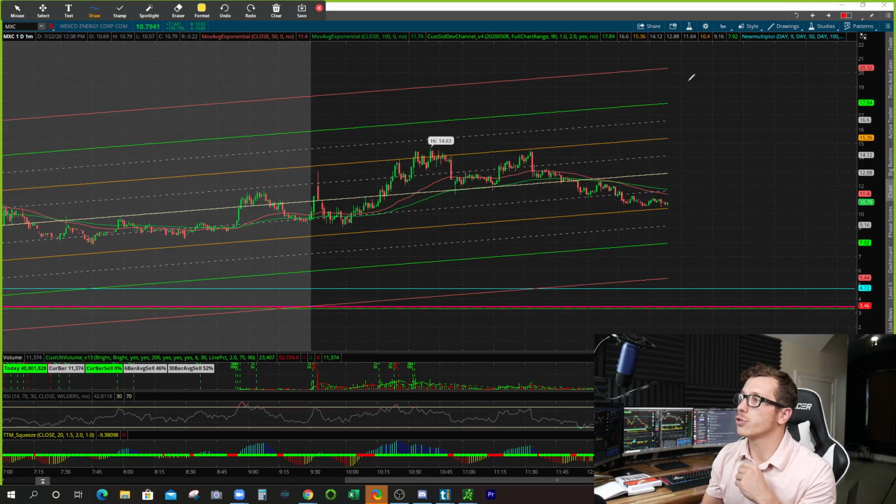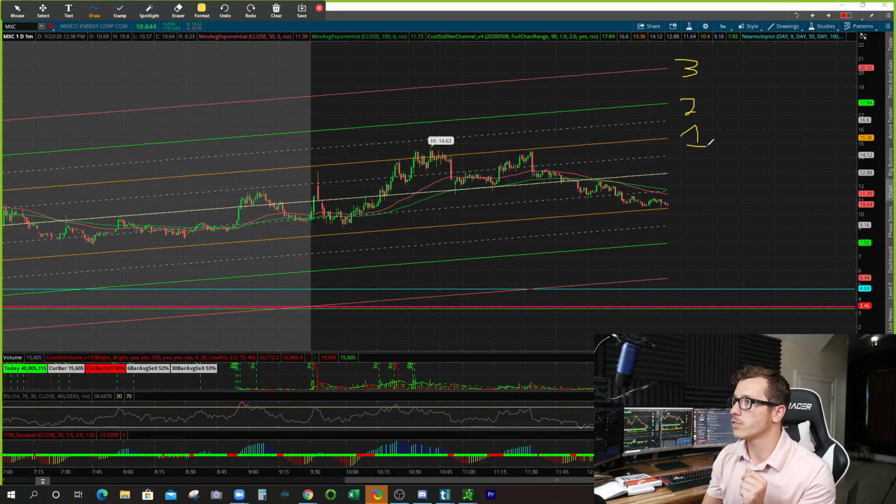So what I need to first show you is we're going to label this. This is 3 standard deviations. This is 2 standard deviations. This is 1 standard deviation. This is the mean, or average, okay? This here is 1 standard deviation, 2 standard deviations, and 3.